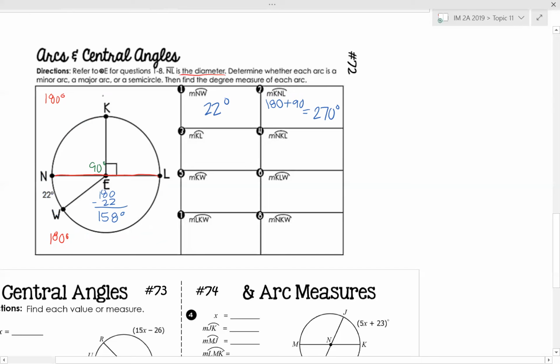And now this one's just asking us from K to L. So that's always the shortest distance when I have two letters to represent the arc. So that's my right angle. So that means that that one is just 90 degrees. Next, we're starting at N, going towards K, and stopping at L. So notice that that's my diameter, NL. And so that means that that is the semicircle, which is 180 degrees.